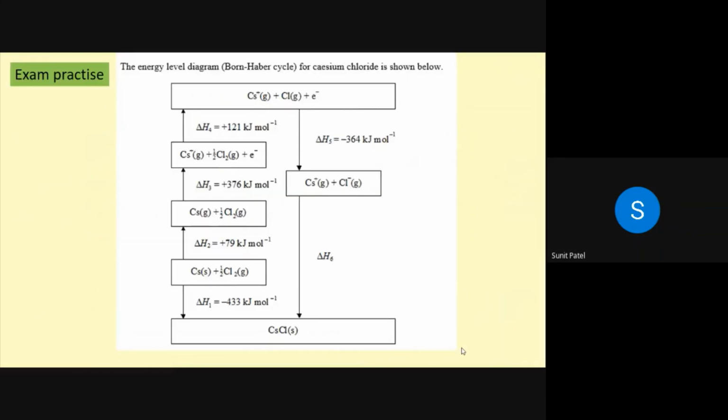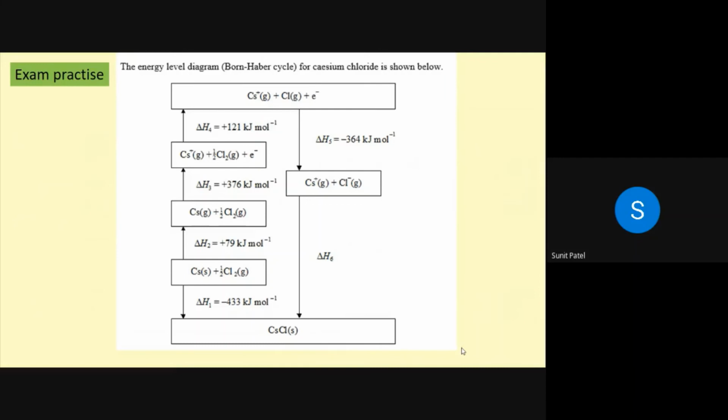Exam question here. Here's a typical exam question. Can't remember which year it's from. Let's have a look here. Good skills, exam tips here to consider. So let's have a look. So we're going to pause the video. Have a look at this cycle.